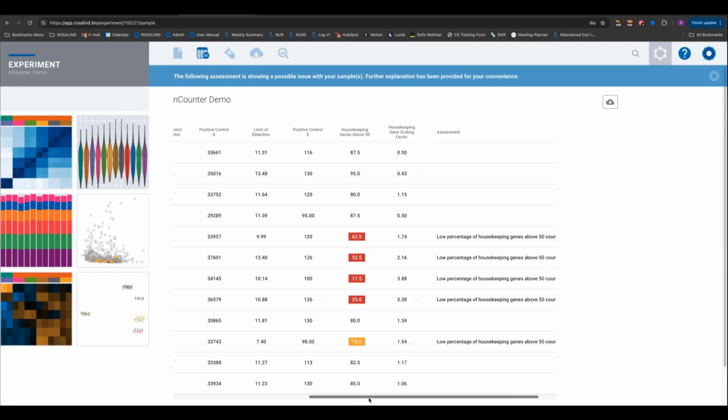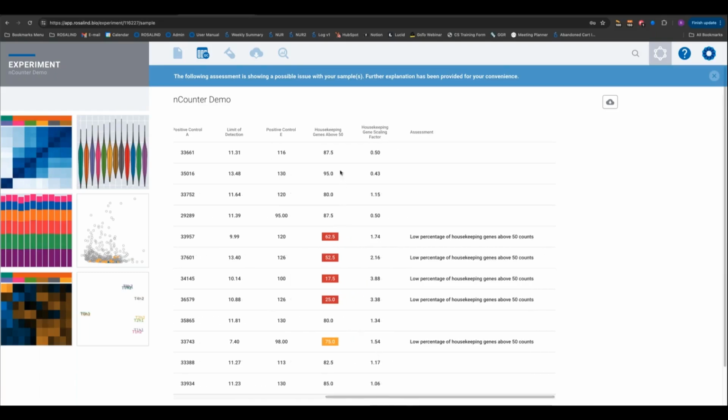Finally, we can come to our housekeeping genes above 50. In this case, there might be a couple samples here where we're flagged below 75%, which is our threshold. So maybe you want to come in here and look at these samples. What is the expression of the housekeeper genes? Is it robust? Are we getting good normalization? Finally, we have housekeeping gene scaling factor. And this is, again, comparing the relative average of housekeepers in one sample versus the average of all other samples in the experiment.